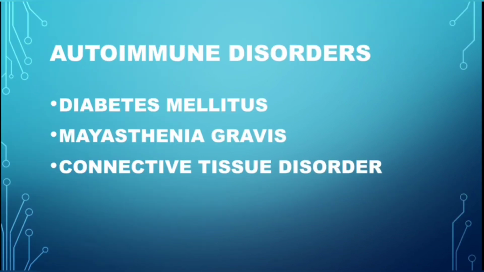See, autoimmune disorders. In autoimmune disorders, there are three most important topics, like diabetes mellitus. Now, diabetes mellitus type 1 and type 2. Then coming to myasthenia gravis and connective tissue disorders like SLE and DLE. All these are connective tissue disorders.